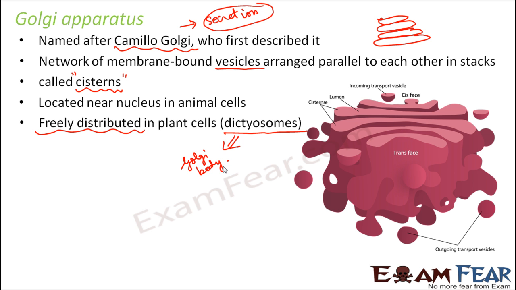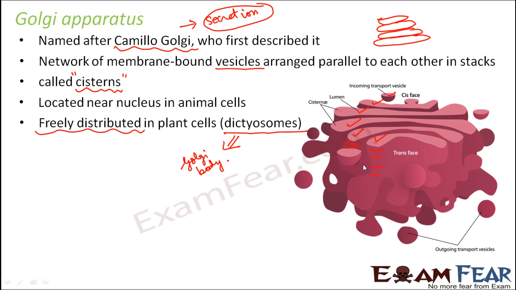Let us see how it looks. This is how it looks like. You see, these are the various vesicles. Each of these is a vesicle: 1, 2, 3, 4, 5, 6. They are like different vessels and they are all arranged parallel to each other. They are arranged in stacks, and each of these stacks is called a cistern. You see, this is one cistern where you have so many stacks arranged like this. Similarly, this is another cistern. A lot of cisterns together form the entire network. Each of these is like a stack of vessels.